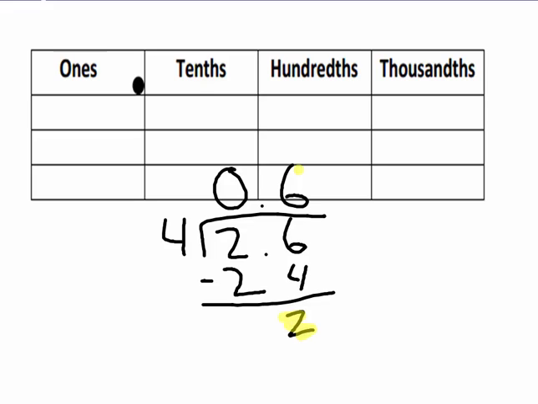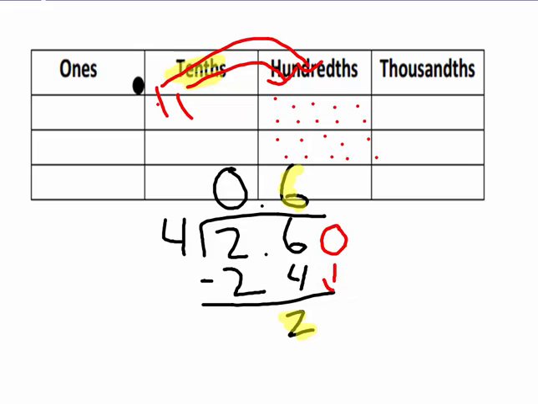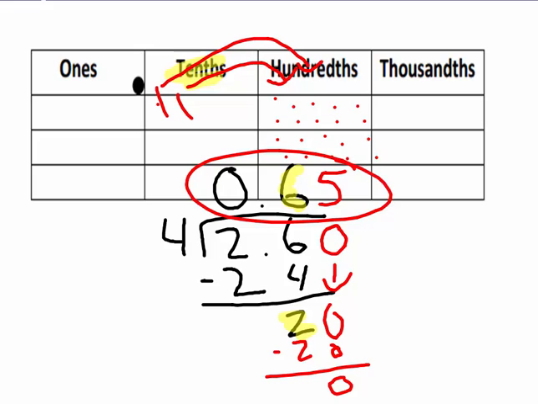What place value am I in? Well, I'm in my tenths. So I need to take 2 tenths and trade them to hundredths. 1, 2, 3, 4, 5, 6, 7, 8, 9, 10. So how do I make this 2 become 20? Well, I just add a 0 and I bring down. 4 goes into 20 5 times. Multiply, subtract, and look, it's the same answer I had before, 65 hundredths.